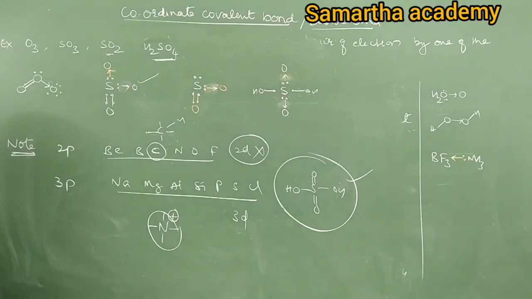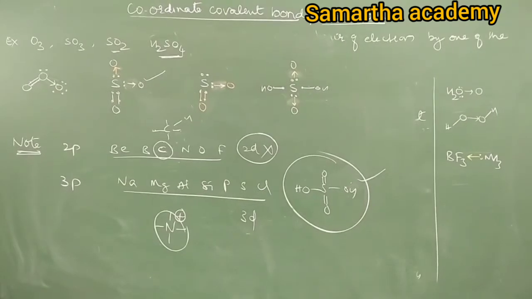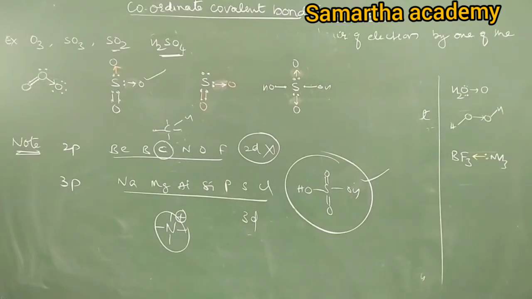Okay, write a note. First point: second period elements like beryllium, boron, carbon, nitrogen, oxygen, fluorine, etc. do not have a vacant orbital in their outermost orbit. Hence, they cannot expand their octet.